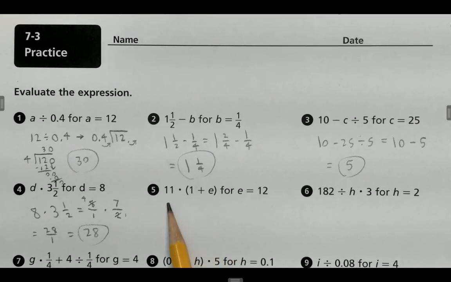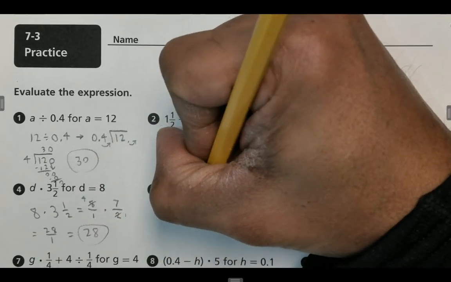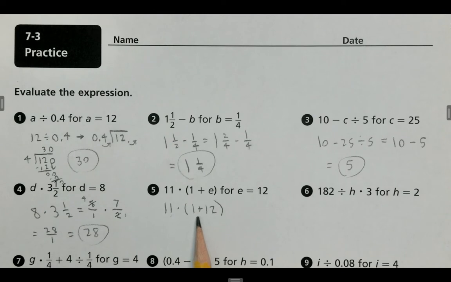Number 5, 11 times the sum of 1 and e, where e equals 12. Okay, so I'm going to rewrite the expression. We know between these two operations, the parentheses work will be done first. Adding, in this case, will be done first. 1 plus 12 is 13.